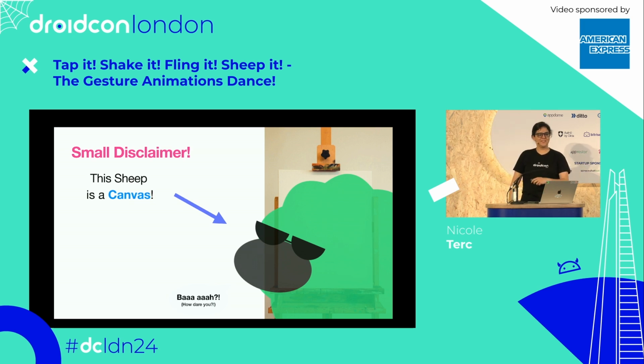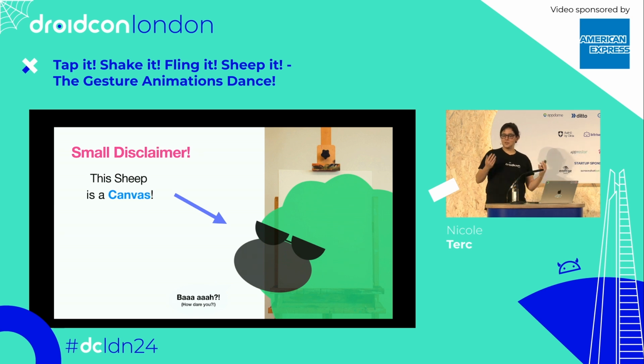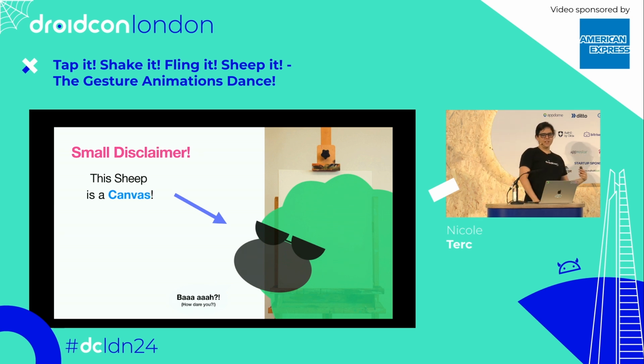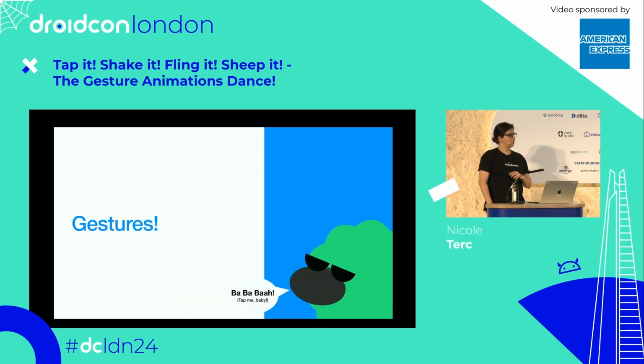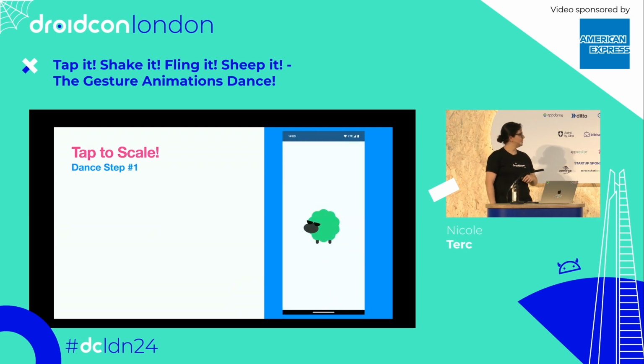There you go. Small disclaimer: this chip is actually a canvas, which is an out-of-the-box composable. So everything you're going to see here, you can replicate with your favorite composable, like a box or an image or text or whatever you want. In my case, I'm going to stick with the chip because you know it's already in the name. So as I was saying, let's dance. And let's start with some gesture moves.